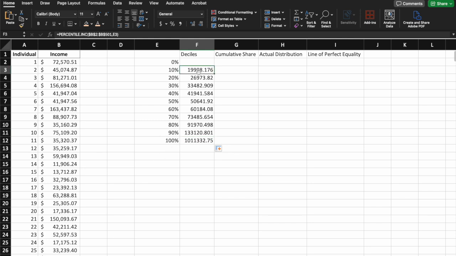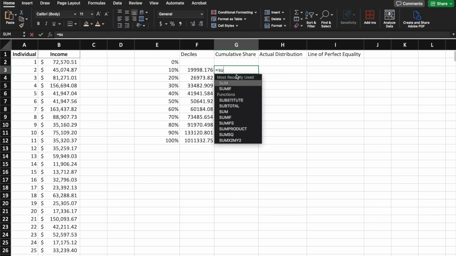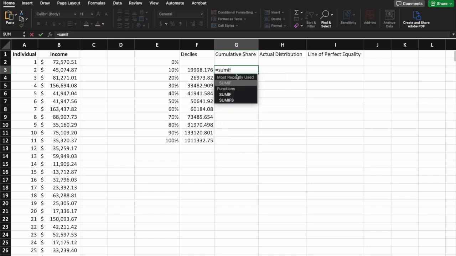So now, for each of these deciles, we want to understand what percent of the total wealth in this economy each decile has. The first thing we need to do is calculate the cumulative share, meaning what is the total amount of money that everybody in the bottom 10th percentile has. In order to do that, we're going to use SUMIF. It's going to sum up incomes if, and what we want to do is add everything up if the income is less than this amount right here.